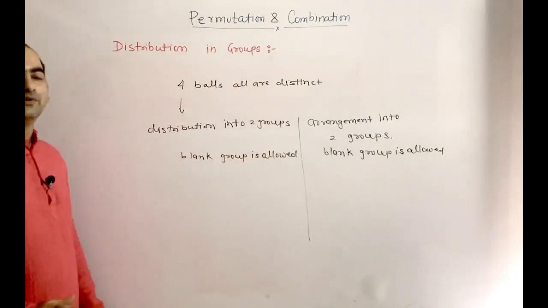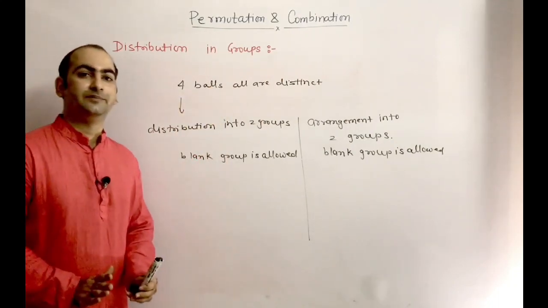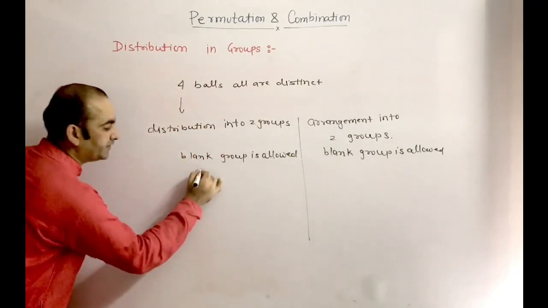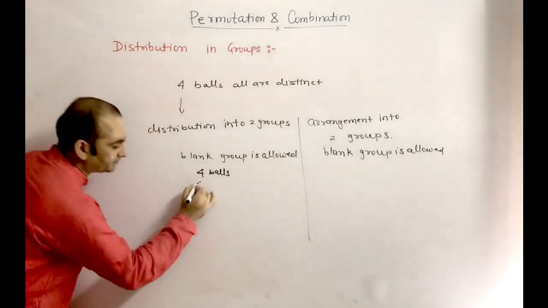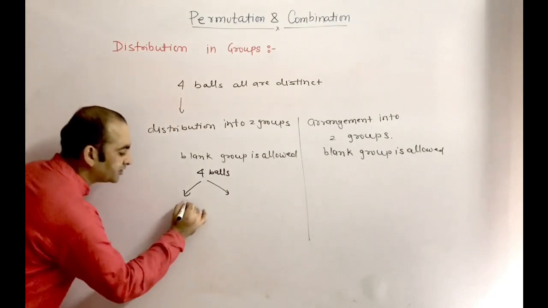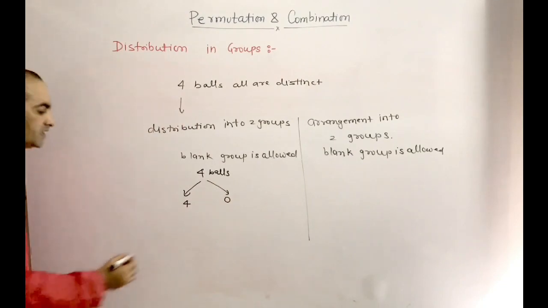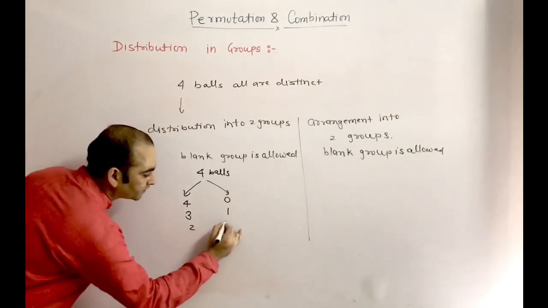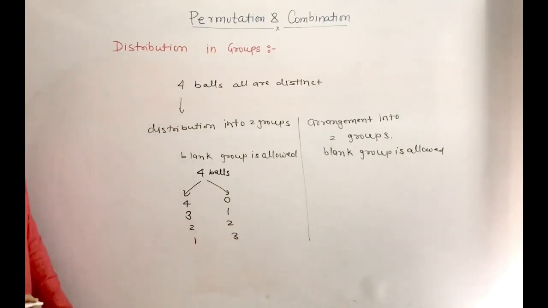In this one, first we are doing distribution into two groups. For that, first these four balls we have to divide into two parts. So first we have to do group theory. According to group theory, these four balls we have to divide into two parts, first and second. So one way is what? Four balls coming in first part and 0 in second part. Second possible is 3, 1. Third is 2, 2. Fourth is 1 and 3.